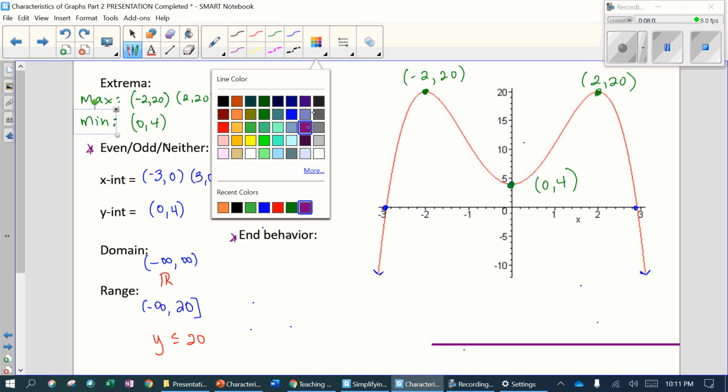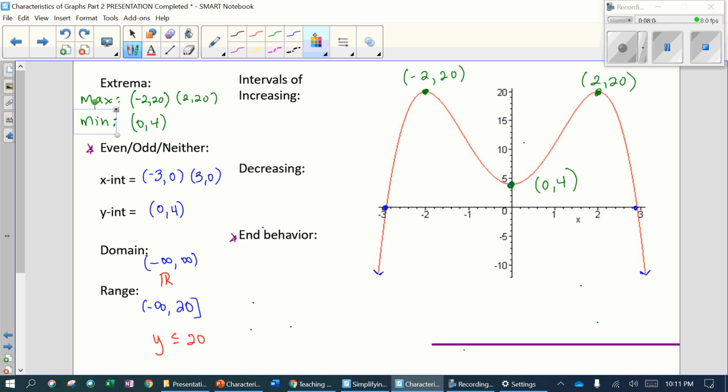Intervals of increasing and decreasing are easy after you have the extrema, because all you got to do is picture this line coming down. By definition of what a maximum or minimum is, wherever that maximum or minimum occurs is the point where something changes from increasing to decreasing. So picture these three lines right here. It has split it into a bunch of intervals.